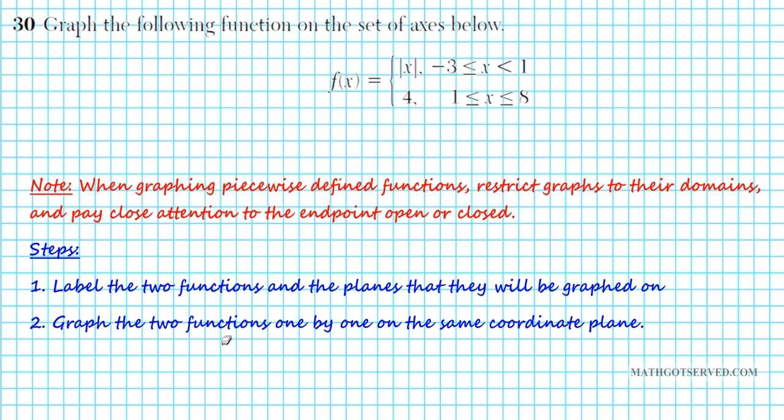These are the steps we're going to use to graph this piecewise defined function. First of all, we're going to label our two functions and the planes that they will be graphed on. That prevents us from making mistakes with boundaries or plotting the wrong graph in the wrong plane. Okay. After that, after labeling, we will graph our two functions one by one on the same coordinate plane.